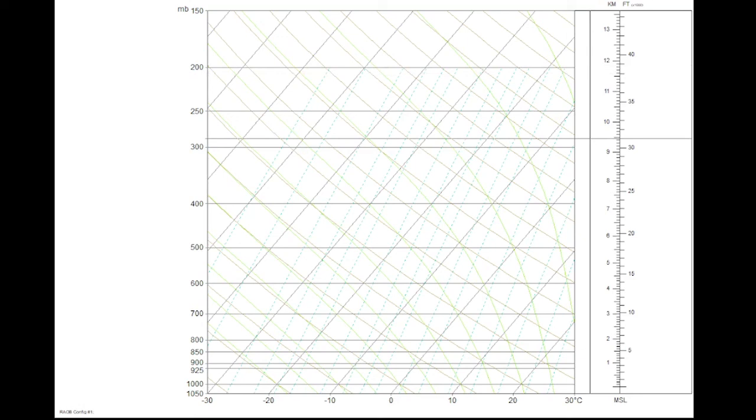And the next video, we're going to be covering upper air analysis. So we're going to get into some upper air charts and how to read those, just reading upper level charts and telling what's happening in the upper atmosphere.